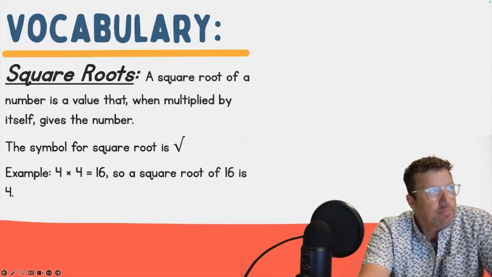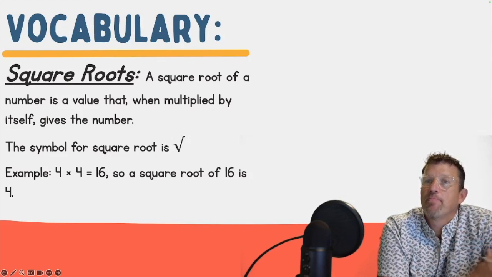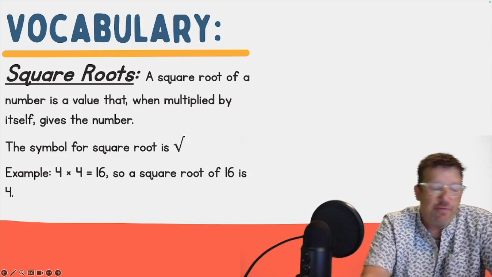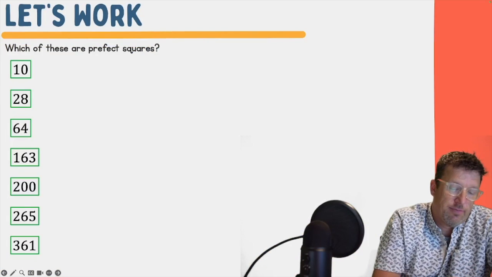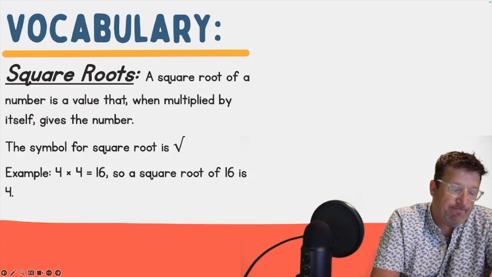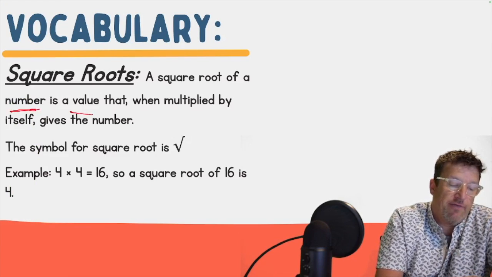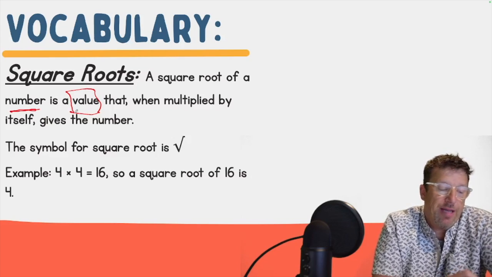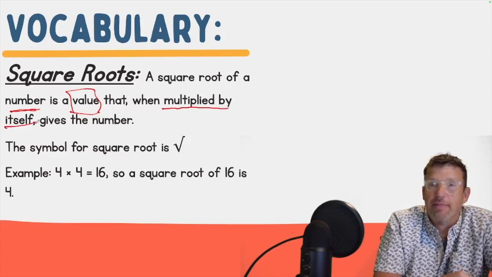All right. So we're going to talk about square roots. The square root of a number is a value that when multiplied by itself gives the number. That's kind of the key to the square root definition.